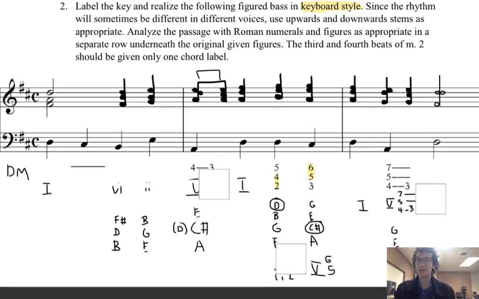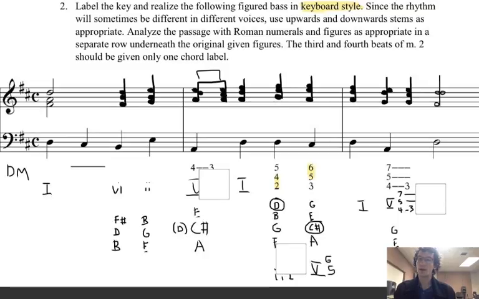If you see the figures, all the figures change, chances are it could be a suspension or some sort of other non-harmonic tone in the bass. So you have to figure out what the chord is for those two chords and see if it works as being the same chord or if it is actually a different chord.